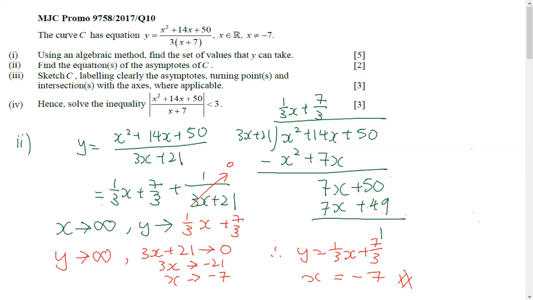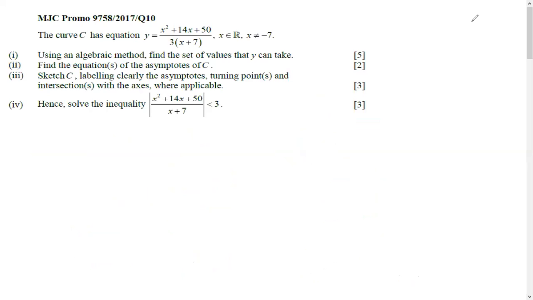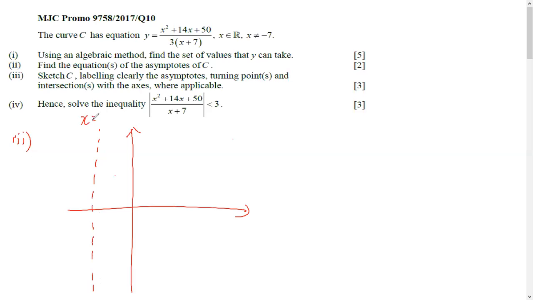So with that, we will proceed to drawing the graph. Part 3, drawing the graph. If you need, you can press the calculator to give you the shape. But for those who have followed me physically in the class, you know that there's no need for the GC. You'll be faster to draw it by hand. So let's put in my asymptotes first. So we have x equals minus 7.